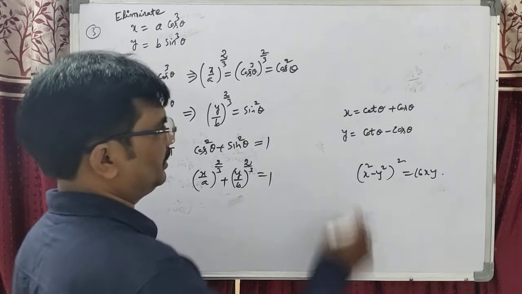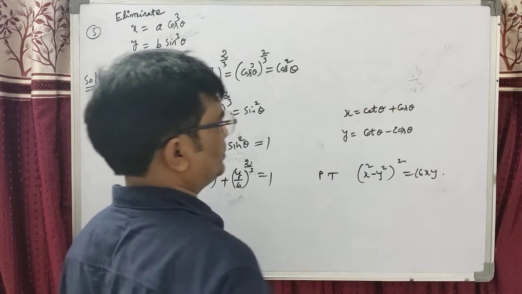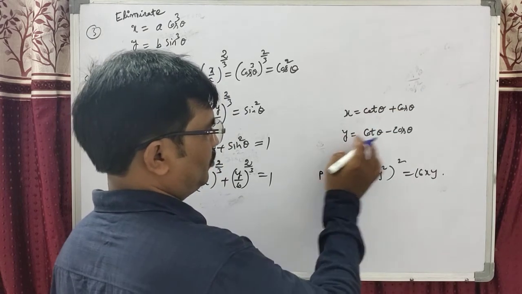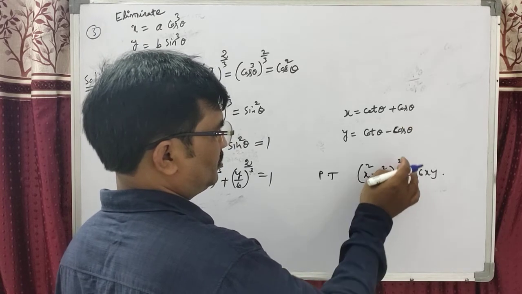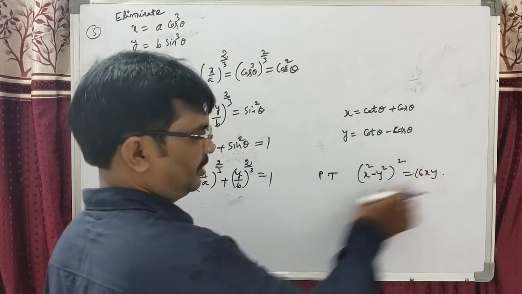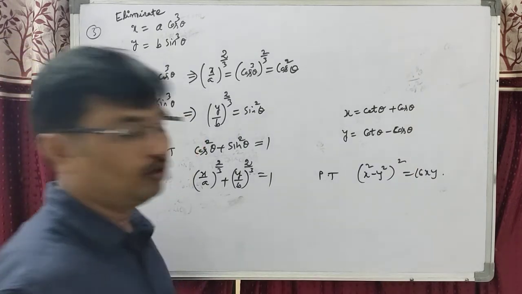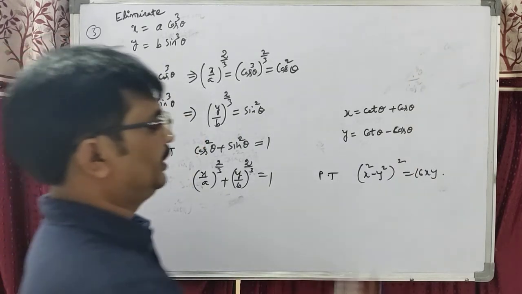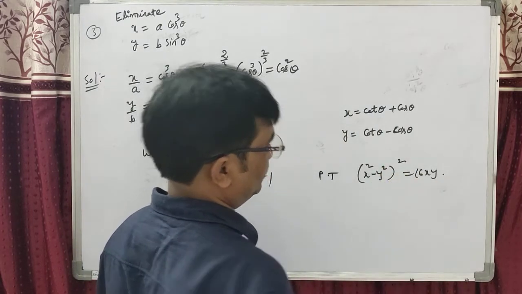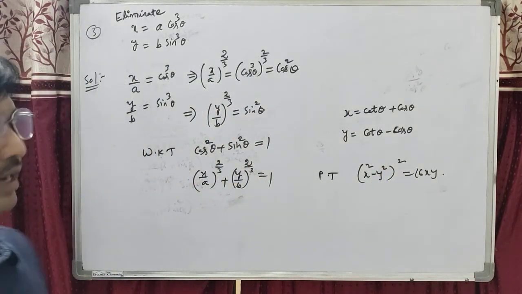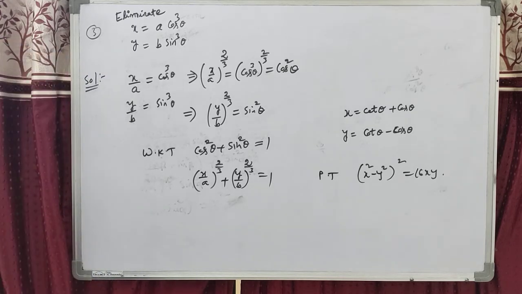Dear students, eliminate theta. x equals cot theta plus cos theta, y equals cot theta minus cos theta. Then we prove that x square minus y square whole square equals, options are given: 4xy, 2xy, 16xy, none of these. How to prove that, students? First take x square, then minus y square, whole square, then you will get this. Suppose you are facing difficulty, then you can take a defined angle. What, students? We take the defined angle.